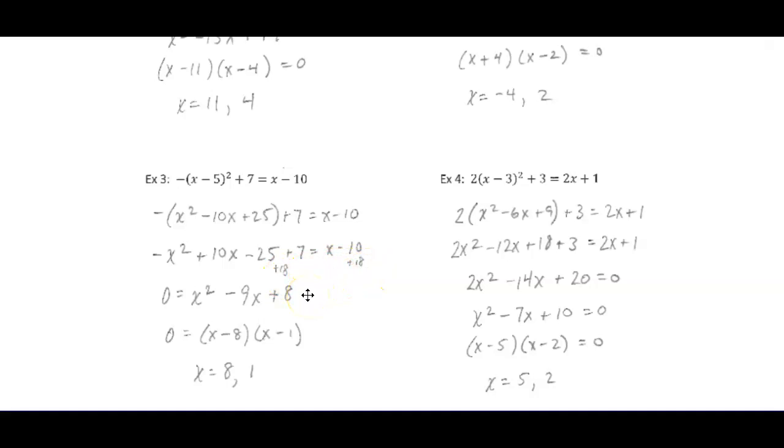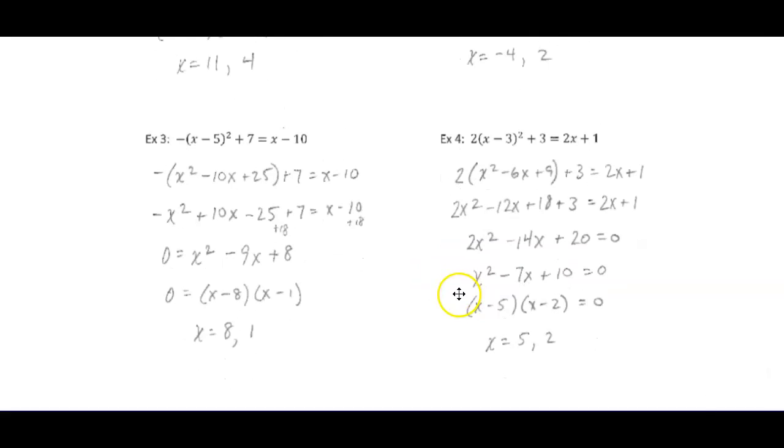And the reason why I'm moving these to the right side this time, I don't like to factor with a negative x squared. So if I have a negative x squared on the left, I'm going to move it over to the right instead, and then factor from there. And then finally, you can see in example 4 how that one works with a coefficient of 2. So just pause that and make sure you have that written down.